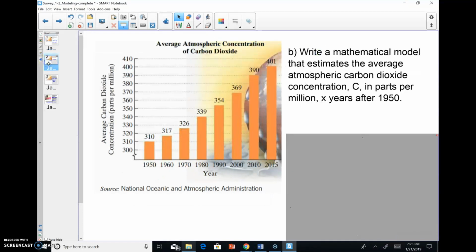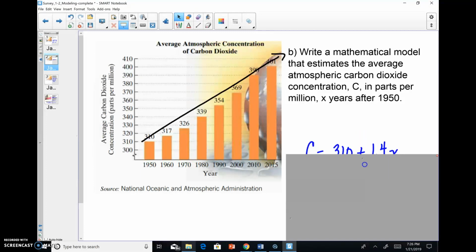Let's look at the next segment. We want to make a model now that estimates the average carbon dioxide concentration, we'll call that C, in parts per million, X years after 1950. So the number I'm going to put in is how long after 1950 we are. When we're looking at this trend, it looks pretty linear. So we're assuming a linear model. In this case, we're assuming the most simple equation we can.